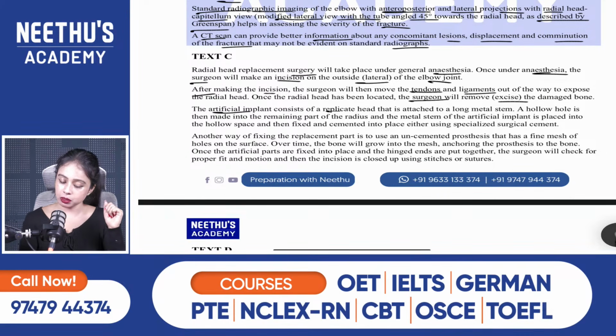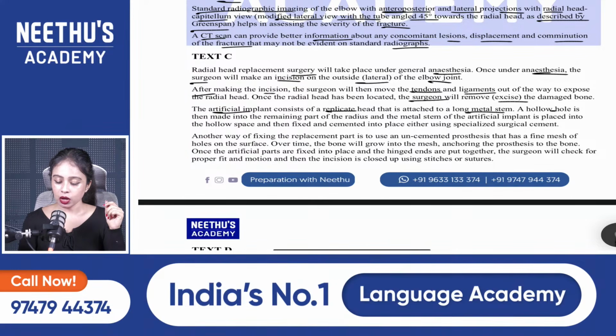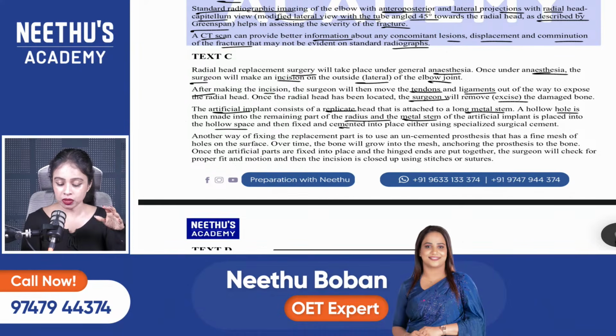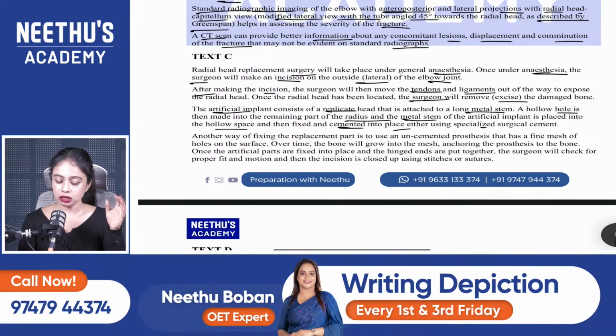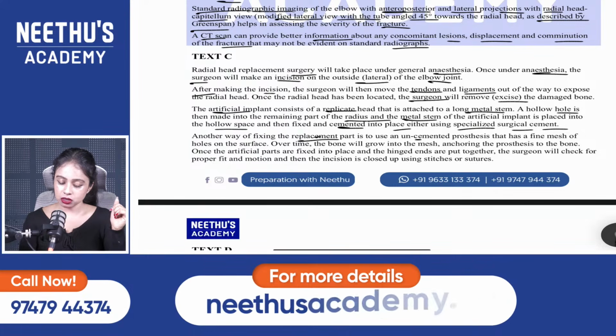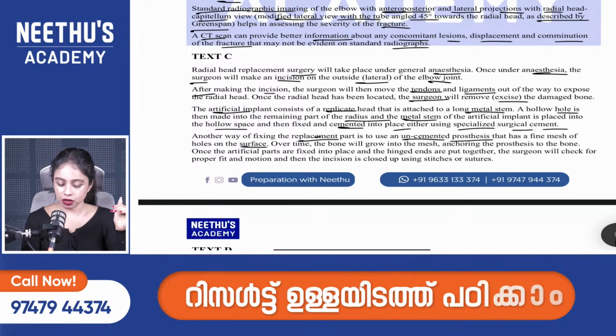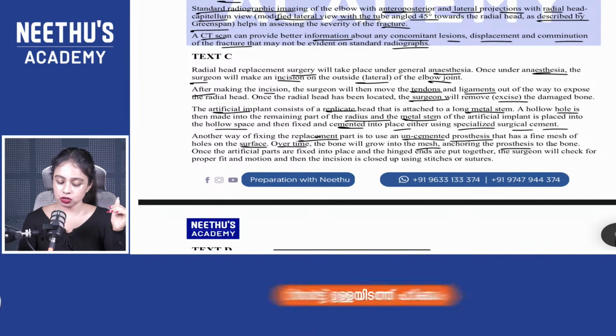Artificial implant consists of the replicate head that is attached to the long metal stem. A hollow hole is then made into the remaining part of the radius, and the metal stem of the artificial implant is placed into the hollow space and then fixed, cemented into place, either using specialized surgical cement. Another way of fixing the replacement part is to use an uncemented prosthesis that has a fine mesh of holes on the surface. Over time, the bone will grow into the mesh, anchoring the prosthesis to the bone.